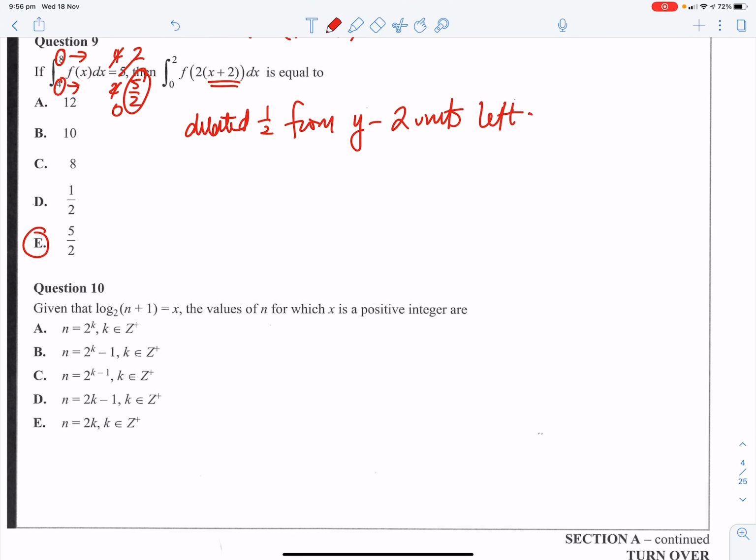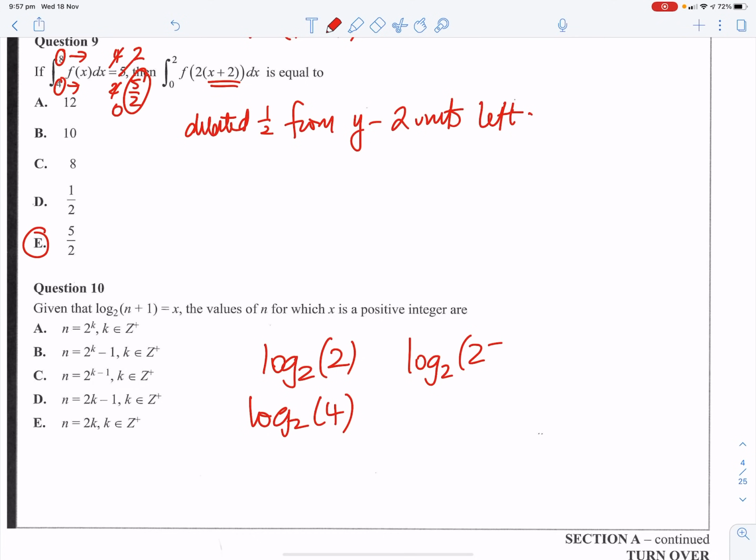Okay, log 2 of n plus 1 is equal to x, the values of n for which x is a positive integer. So we've got to have log 2 of 2, log 2 of 4. So it's got to be log 2 of 2 to the something. In this case, it's k. And they tell us k is a positive integer. So it doesn't matter what k is, as long as it's an integer. If k is 1, this is going to equal 1. If k is 2, it's going to equal 2. If k is 3, it's going to equal 3.